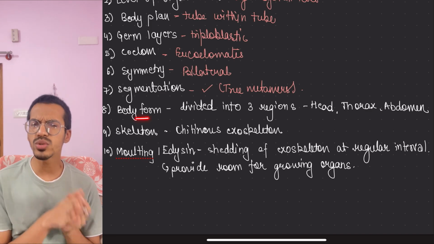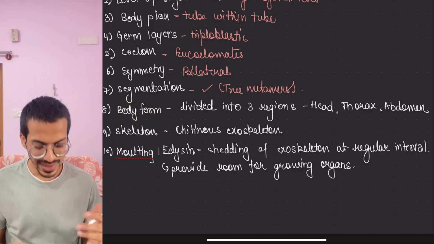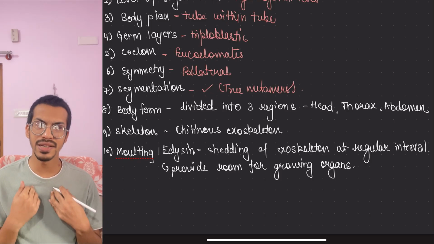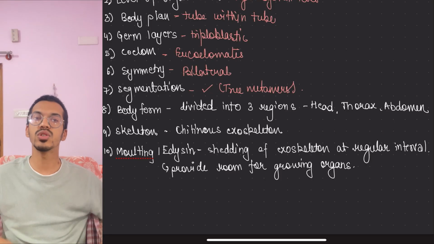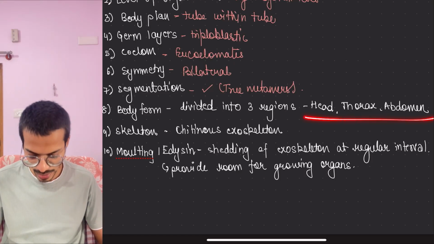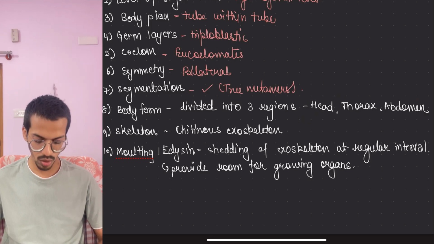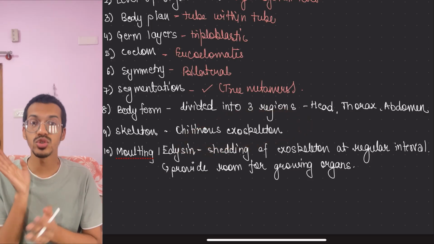Now the body form. Their body is divided into three regions: head, thorax and abdomen. We divide our body the same way: this is the head, above the diaphragm is the thorax, below the diaphragm is the pelvic region or abdomen. Their skeleton is made up of chitin, present on the outside to protect them.